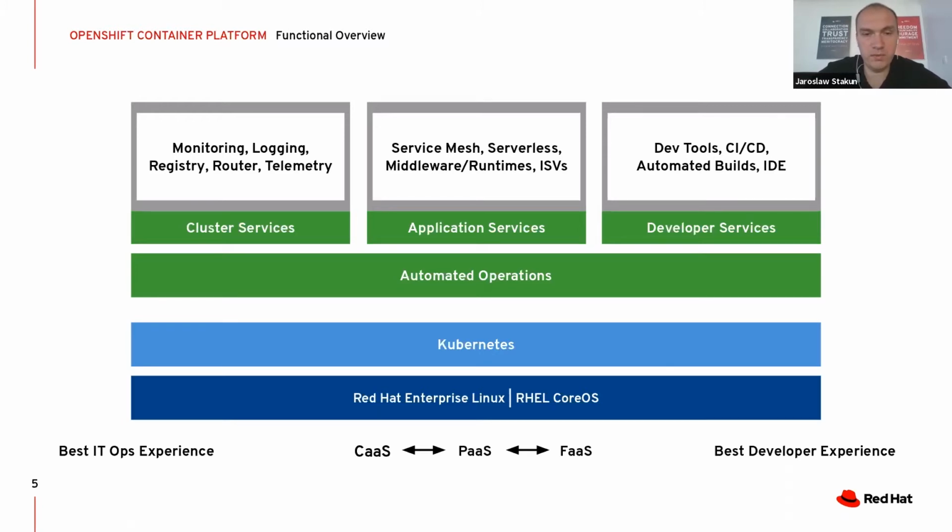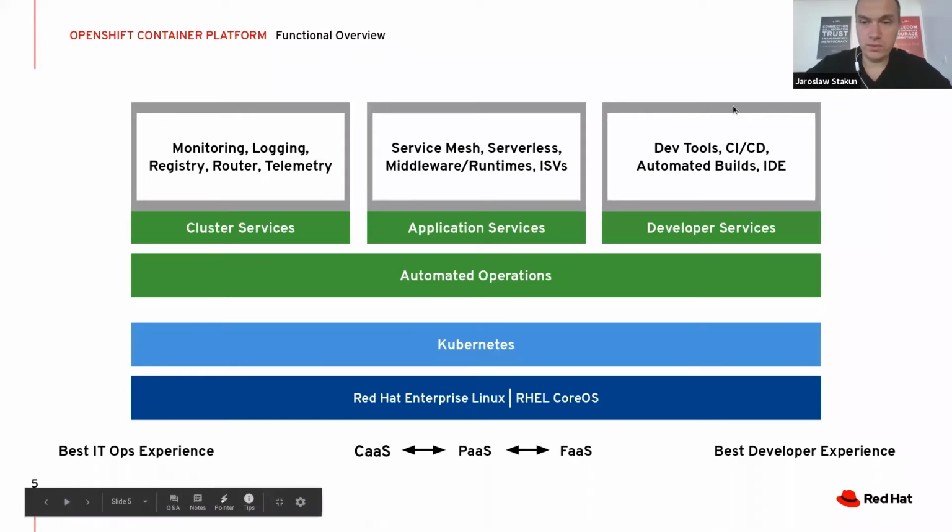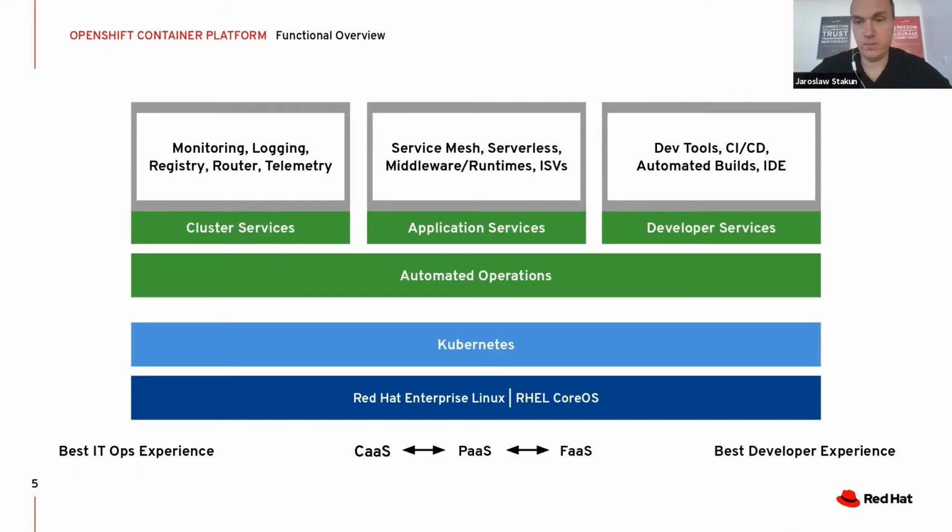It is based, of course, on Kubernetes, which is pretty much a standard for container orchestration. It also includes the Red Hat Enterprise Linux operating system. With the new version, it also includes RHEL CoreOS, which is our lightweight version of RHEL. And then on top of Kubernetes, we add all the tools that both administrators and developers might need to build and monitor and manage the applications. And today we will focus on this right top corner, actually a subset of those tools.